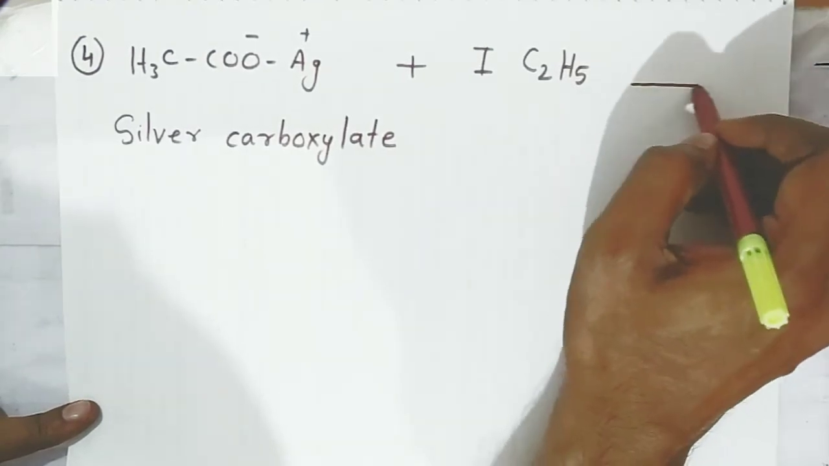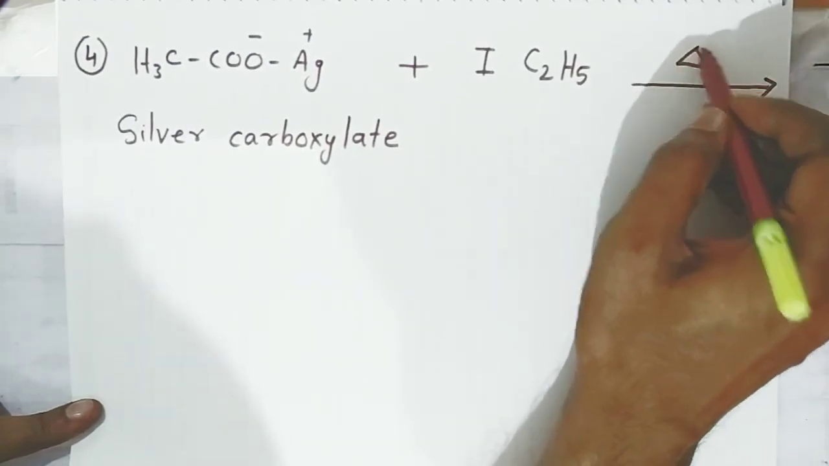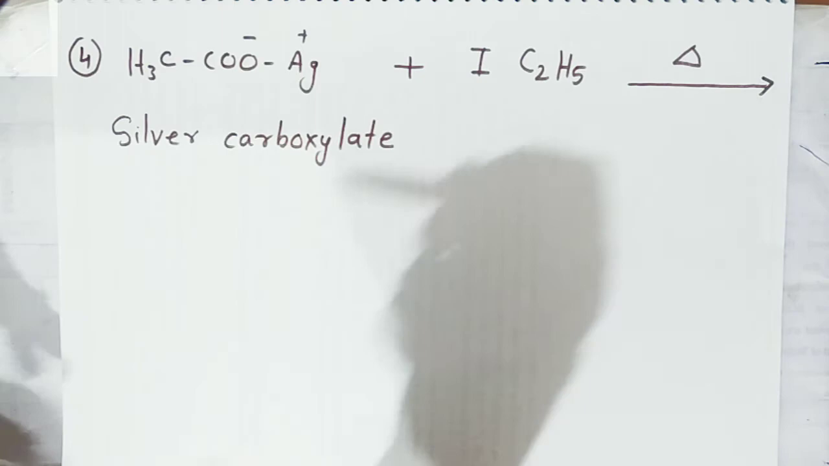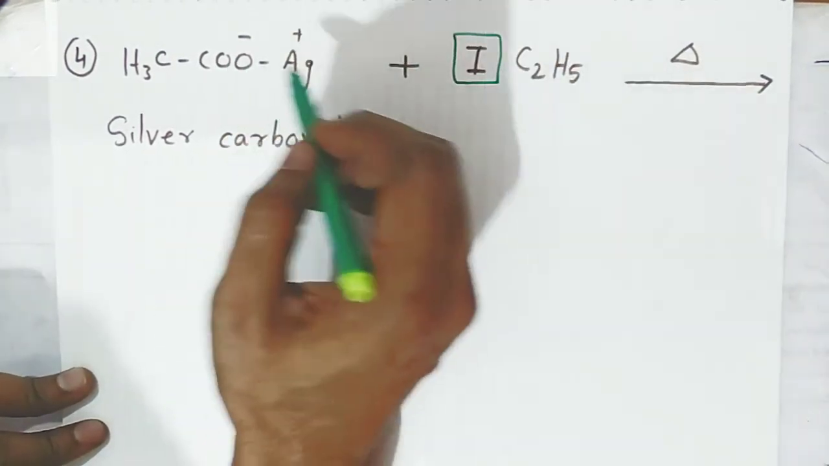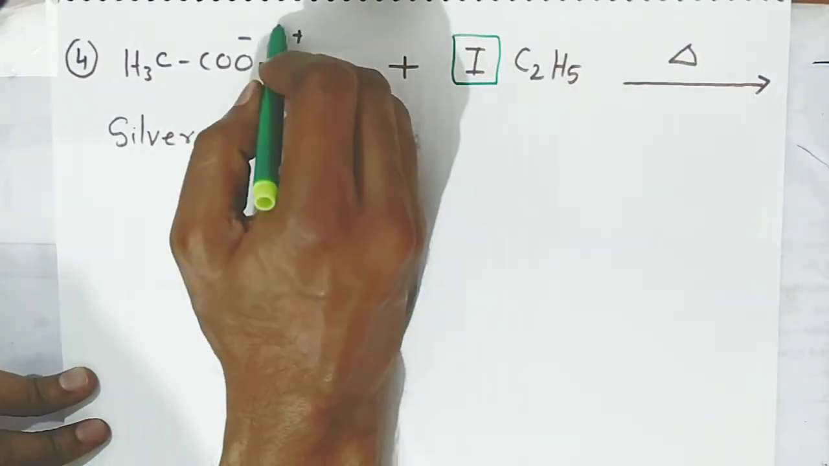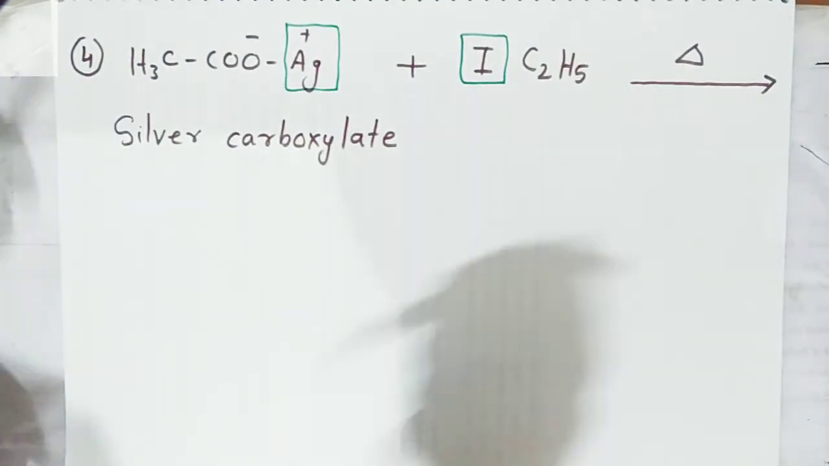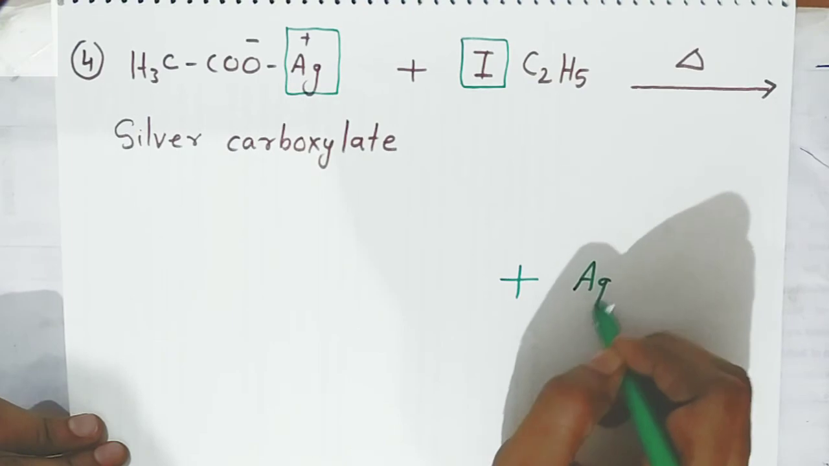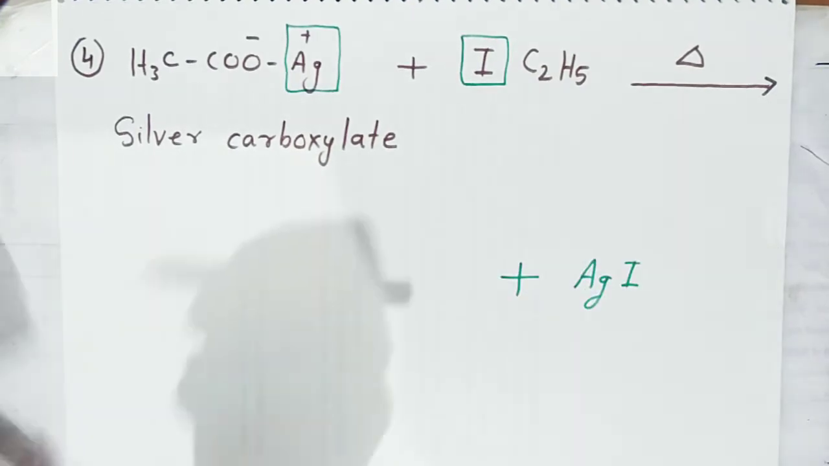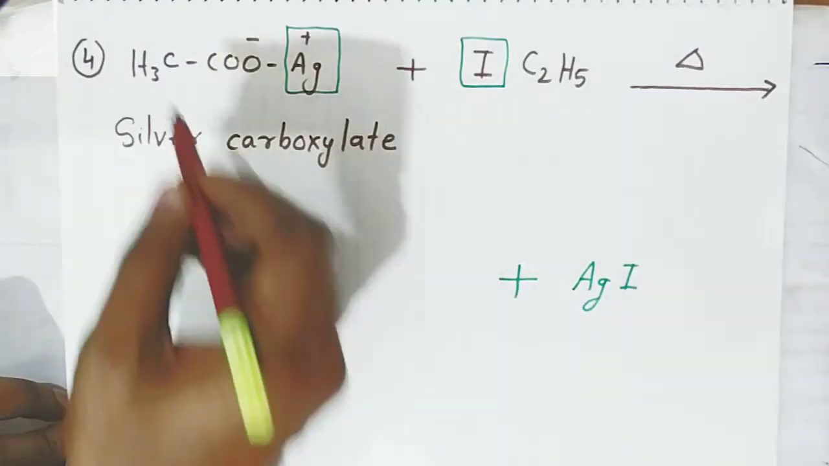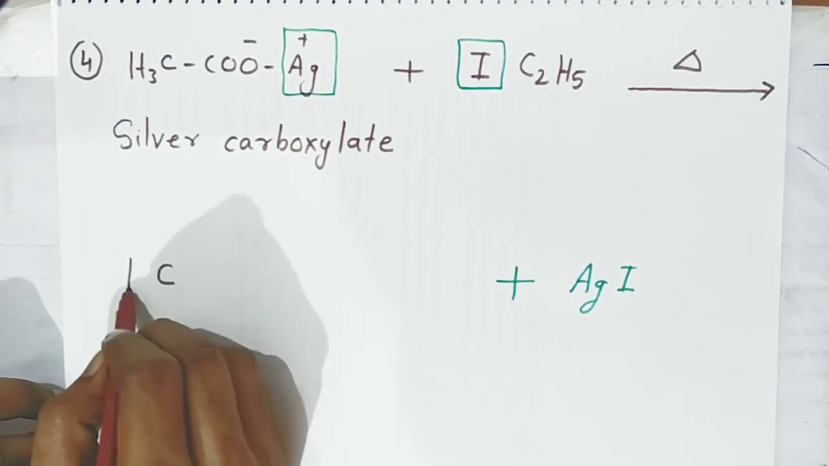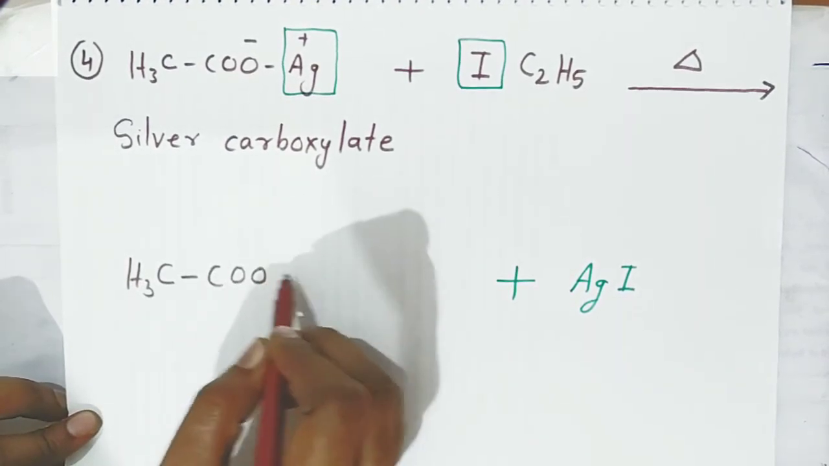What happens, students, when you heat these two solutions? The iodine of ethyl iodide reacts with the silver of the silver carboxylate and forms silver iodide. You are getting silver iodide, AgI. And again there is a formation of ester, that is ethyl acetate. You will get here, students, CH3COO and C2H5.